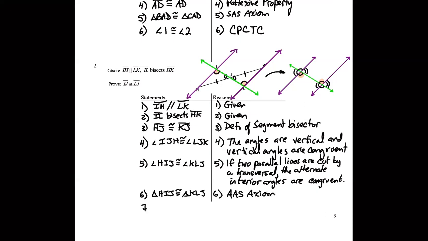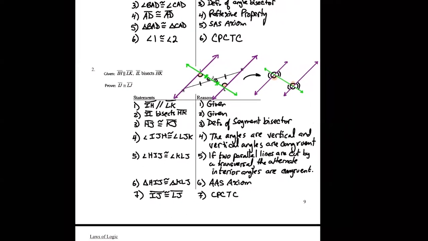And then finally, at long last, the relevant parts that I was looking to prove are congruent, IJ and LJ, those are parts of the two congruent triangles. So I can finally say that IJ is congruent to LJ, and that would be by CPCTC, corresponding parts of congruent triangles are congruent.